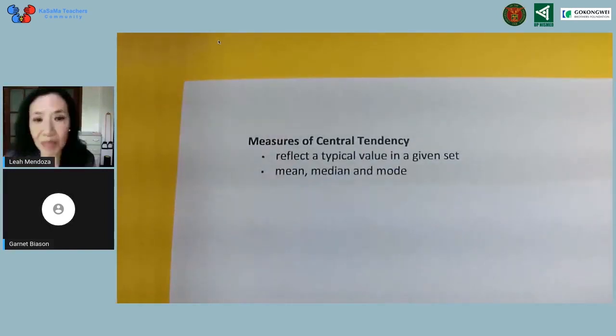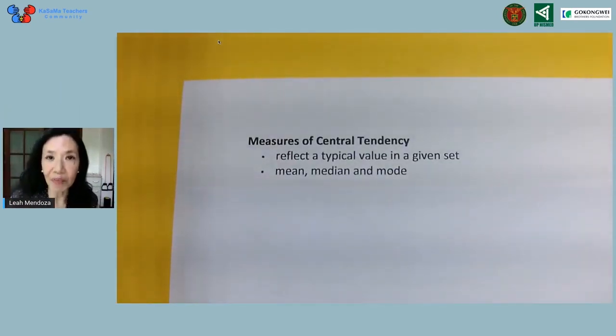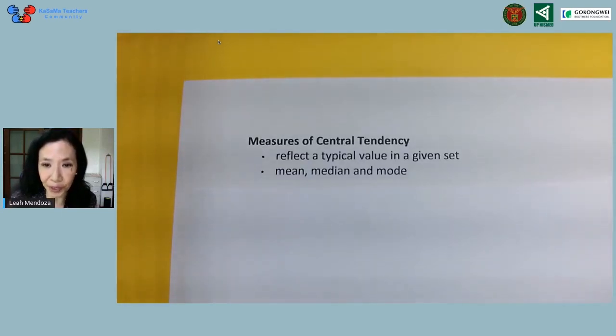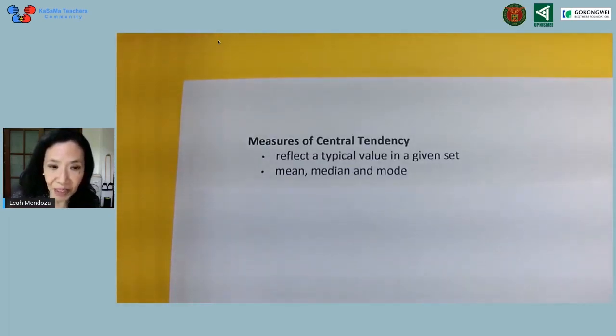When you talk about measures of central tendency, this is a typical value for a given set. You want to know what value it is that the other values tend to center around. That is what you mean by a measure of central tendency. And there are three measures of central tendency, and I'm sure all of you are familiar with this: the mean, the median, and the mode.